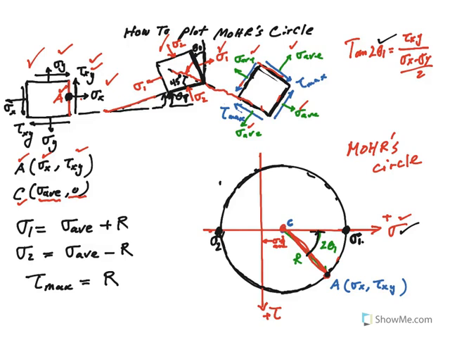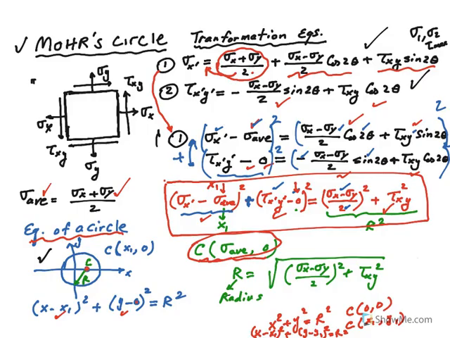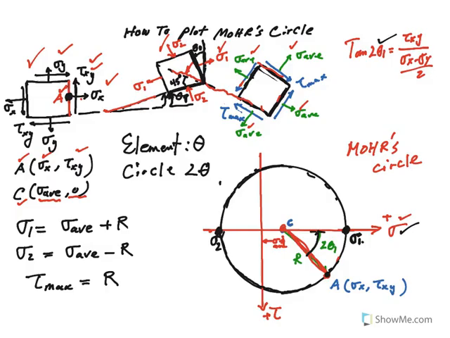Now, remember that everything on the element is based on the theta angle. When you go to the Mohr circle, everything is 2 theta. So remember, the transformation equations were based on the 2 theta angle, right? That's why they changed to 2 theta angles, so that they could eventually give us the equation of a circle. That was the reason.